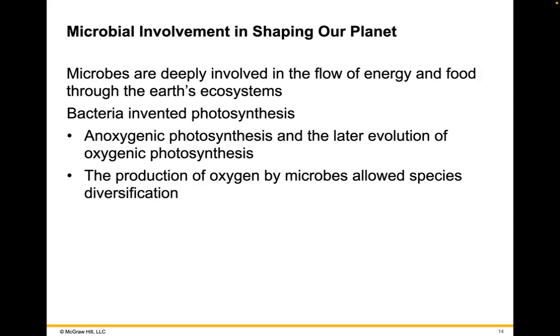matter. So they believe bacteria did invent the process of photosynthesis. Anoxygenic photosynthesis. So an or a in front of anything means without, and oxygen, that is the stuff you're breathing. Anoxygenic photosynthesis and the later evolution of oxygenic photosynthesis, bacteria used. So anoxygenic doesn't produce oxygen while oxygenic does. So eventually the production of oxygen by these microbes allowed other cells to develop and species to diversify.